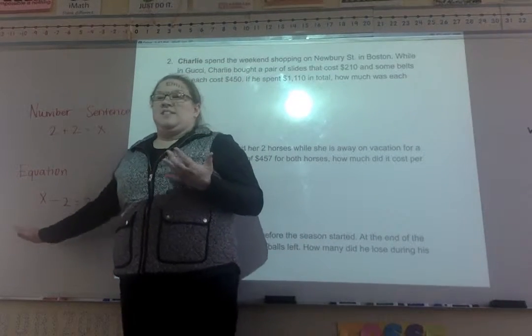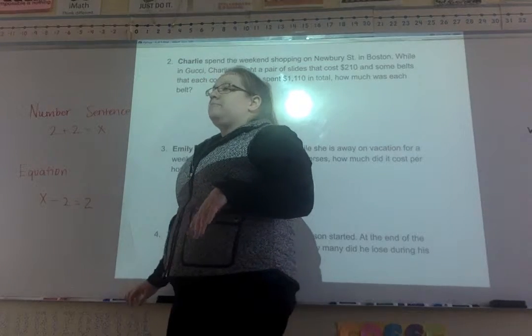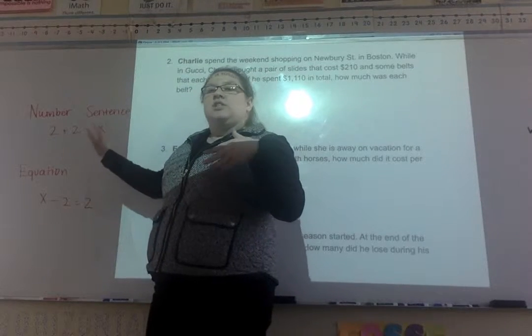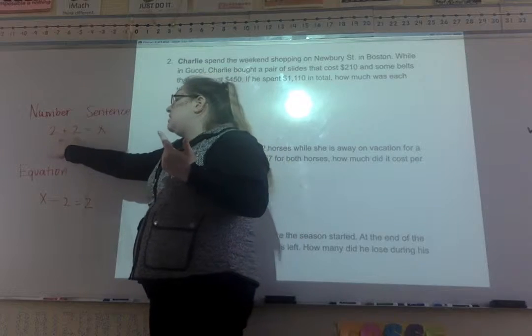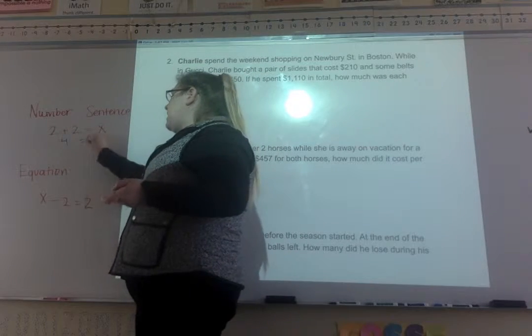So something has to be happening to the variable in order to call it an equation that we're going to solve, okay? Because this one, we don't need to do any opposite operations, right? Because we already know that X is by itself. We just need to add 2 and 2. We know that 4 is equal to X.